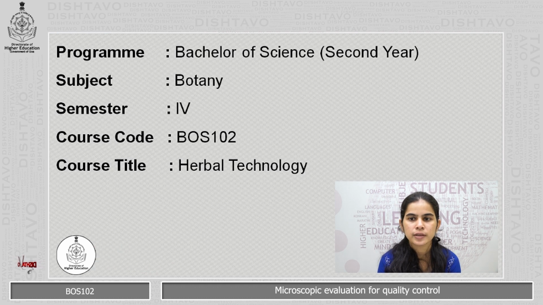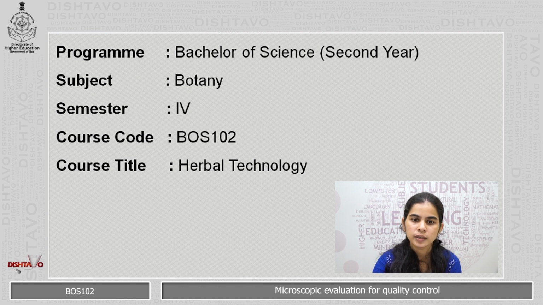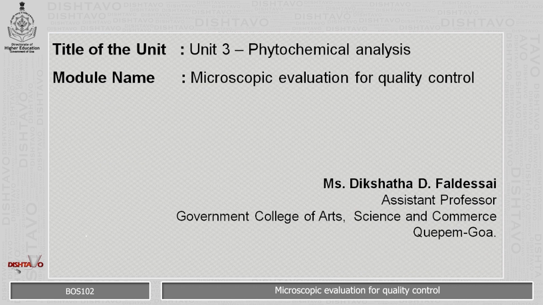Program Bachelor of Science, second year. Subject Botany, Semester 4. Course code BOS 102. Course title Herbal Technology. Title of the unit, Unit 3, Phytochemical Analysis. Module name, Microscopic Evaluation for Quality Control.